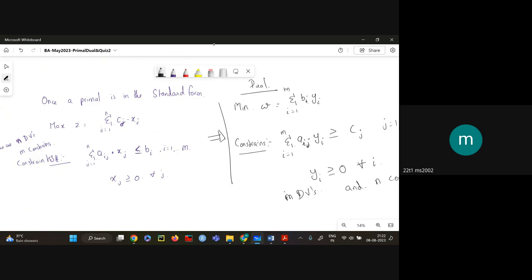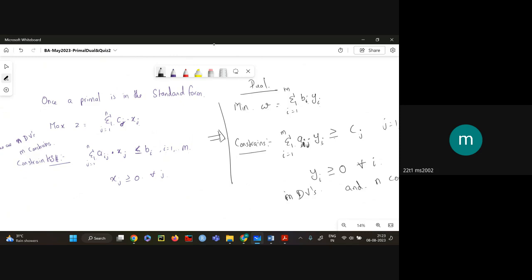So here I had summation over j is equal to 1 to n. Here I will replace it with the summation i is equal to 1 to m. Aij does not change. It will still be Aij. Since the summation changes, the coefficient will not change. Xj would now become Yi. The less than or equal to will now become greater than or equal to. B would be replaced with C. And since I'm going from i is equal to 1 to m, here I'll go j is equal to 1 to n.